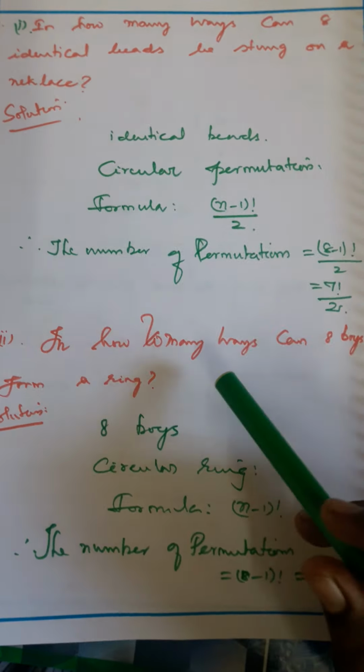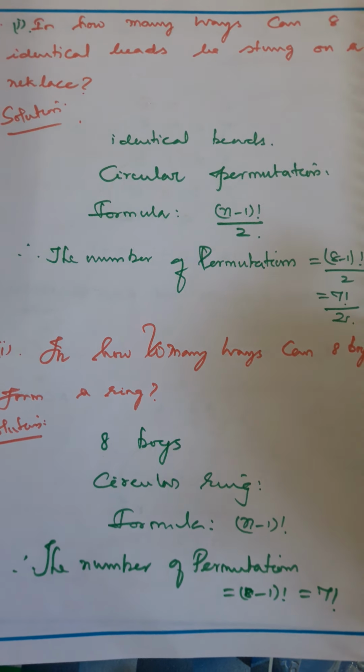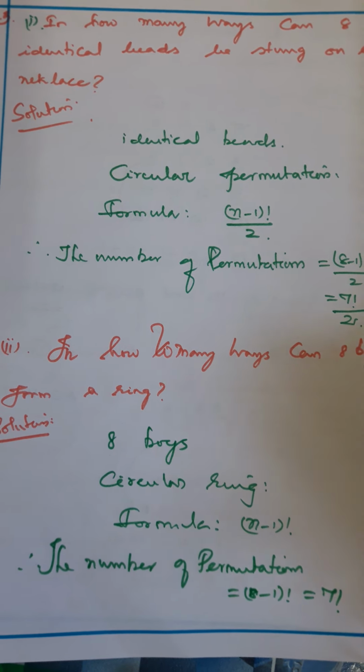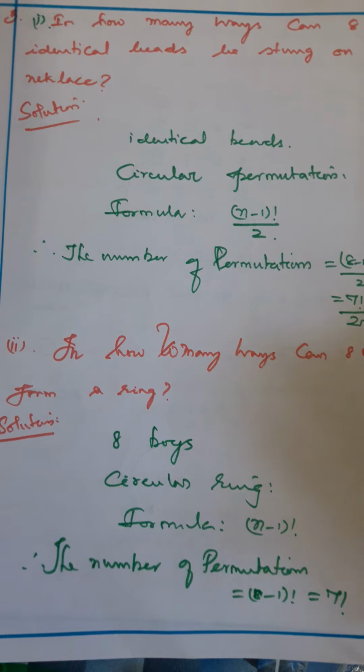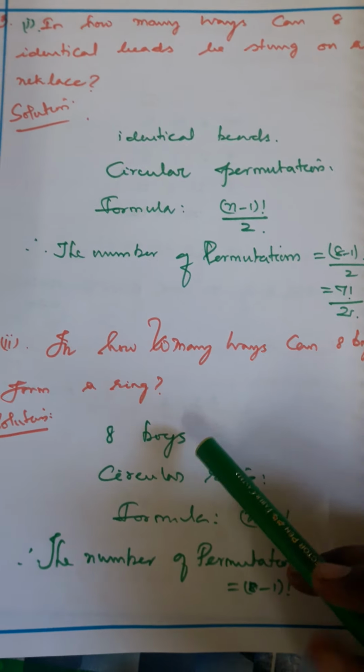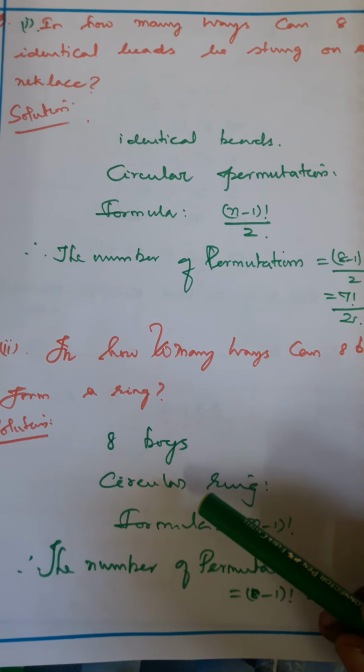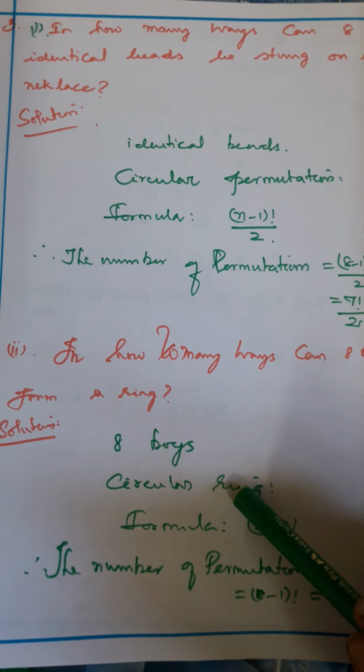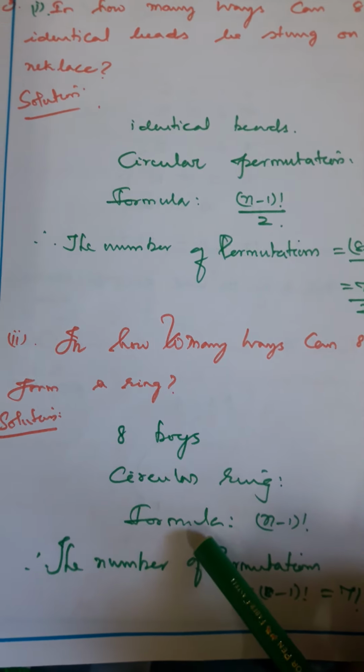In how many ways can 8 boys form a ring? A ring, you know, is a circle. In a circus also you have a circus ring, like that. So here we have 8 boys. We need a circular ring, right? Circular permutation. So your formula is (n minus 1) factorial. The number of permutations is (8 minus 1) factorial, which is nothing but 7 factorial.